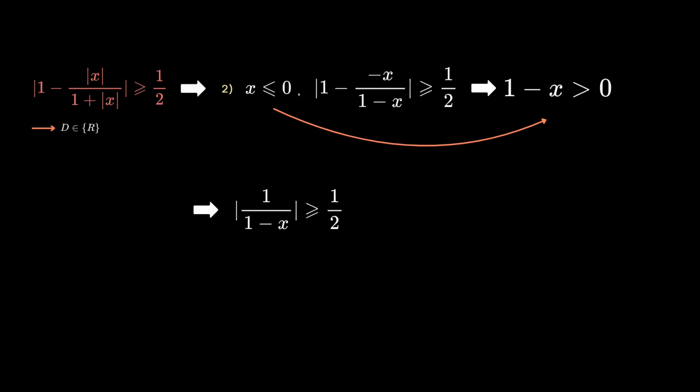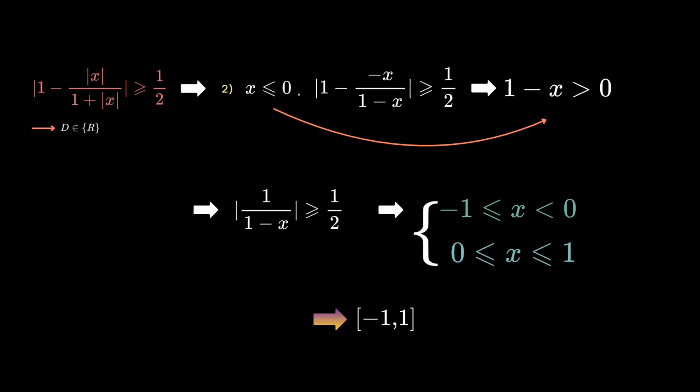So the absolute value of 1 over (1 minus x) is going to be greater than or equal to 1 over 2, and from here we can simply say that x is going to be between minus 1 and 0, minus 1 included. So simply said, the union of the two solutions is x between minus 1 and 1, both included. So it's a very easy question.